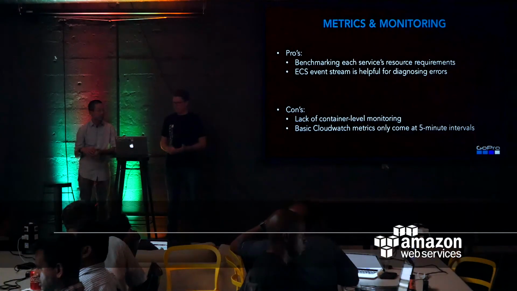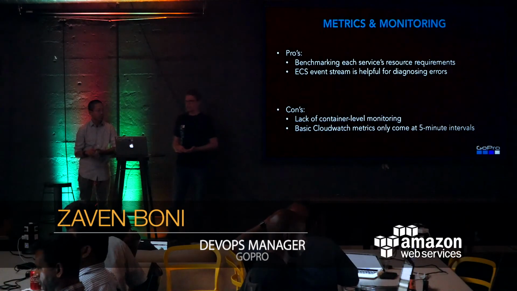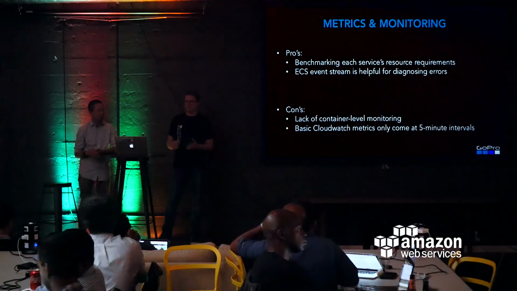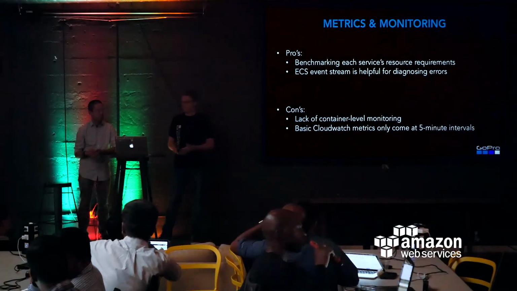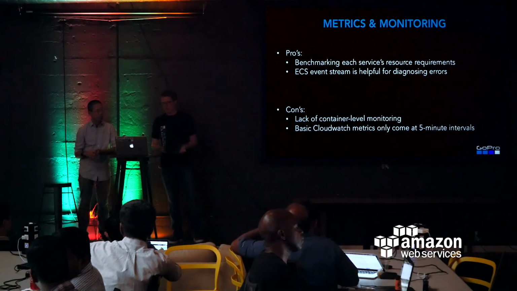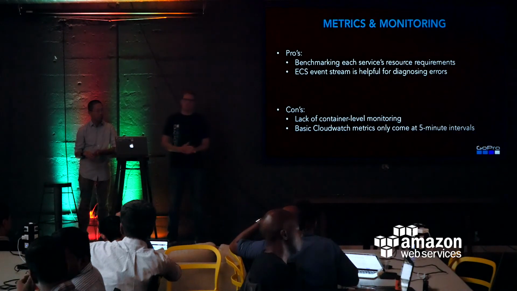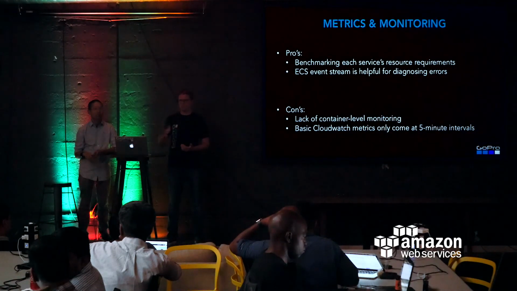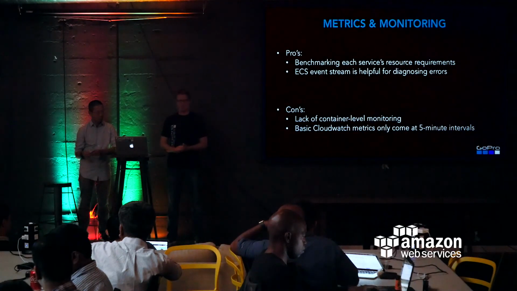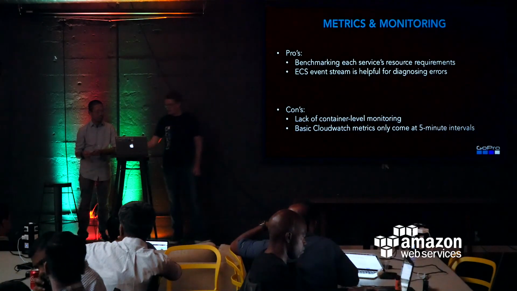And then on the negative side, there's a lack of container-level monitoring with CloudWatch and ECS. It's not easy to tell at a glance all the containers that are running on a host. So we've actually started using Datadog, which we like a lot for container-level monitoring. And then finally, the basic CloudWatch metrics only come in at 5-minute intervals. That seems pretty quick, but when you're talking about scaling of workers that are processing media on people's phones and desktops, you need to be able to be kind of up to date. We want to know what's going on at a more granular level. And I guess to get that, you pay more with enhanced metrics.